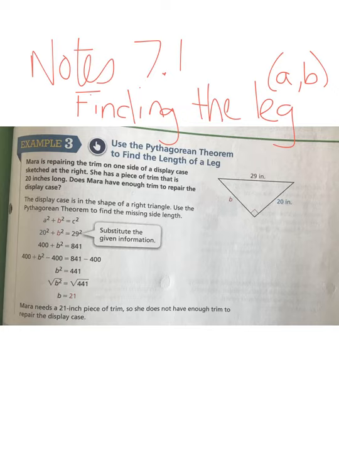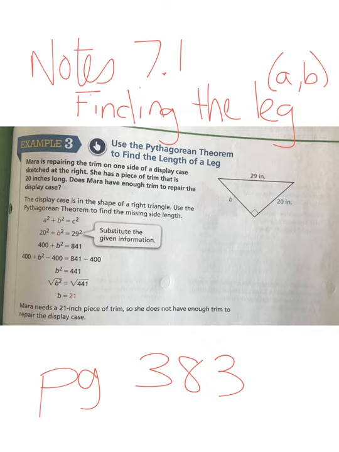I am on page 383. So page 383. And this example 3 is in your book. And so what we see here is that we are finding side length B. We're still using the Pythagorean theorem because we have a right angle. We know that across from our right angle, or our longest side here, is going to be our C. And so we just plug those values into the formula and we solve.